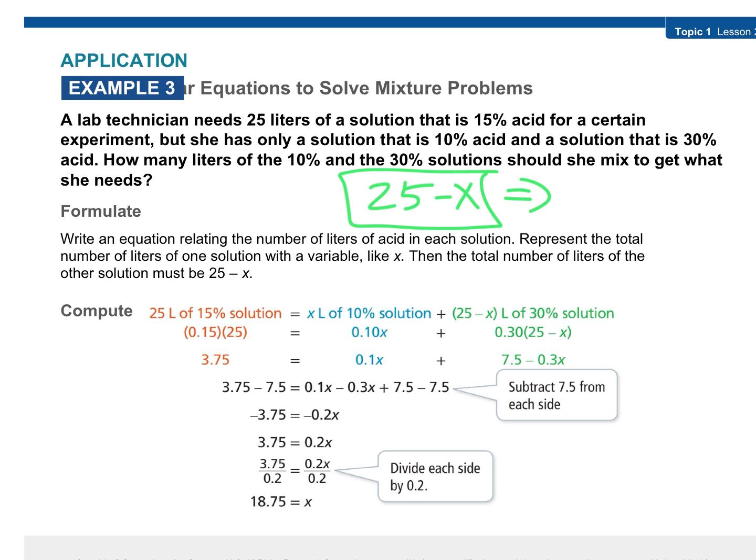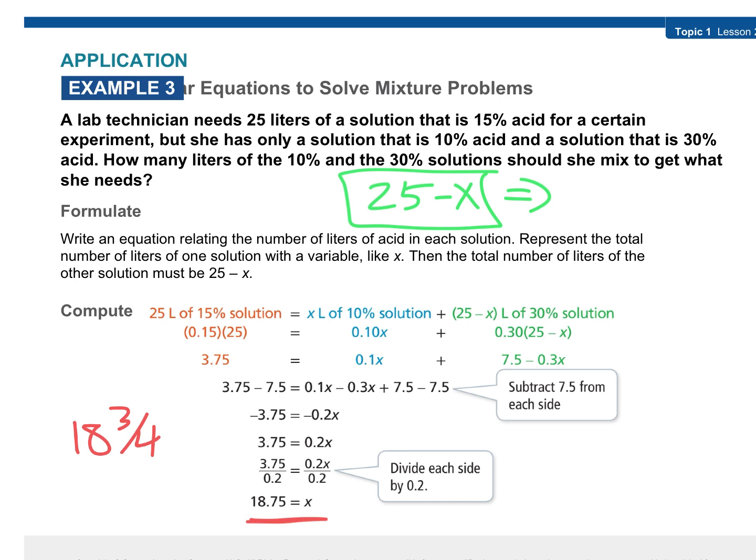So let's talk about the answers you get. Right here they got a decimal answer. Decimals make sense here because what we're talking about is amounts of a solution. Now you could also write 18 3/4, and that would be acceptable. 18 3/4 liters, that's okay.